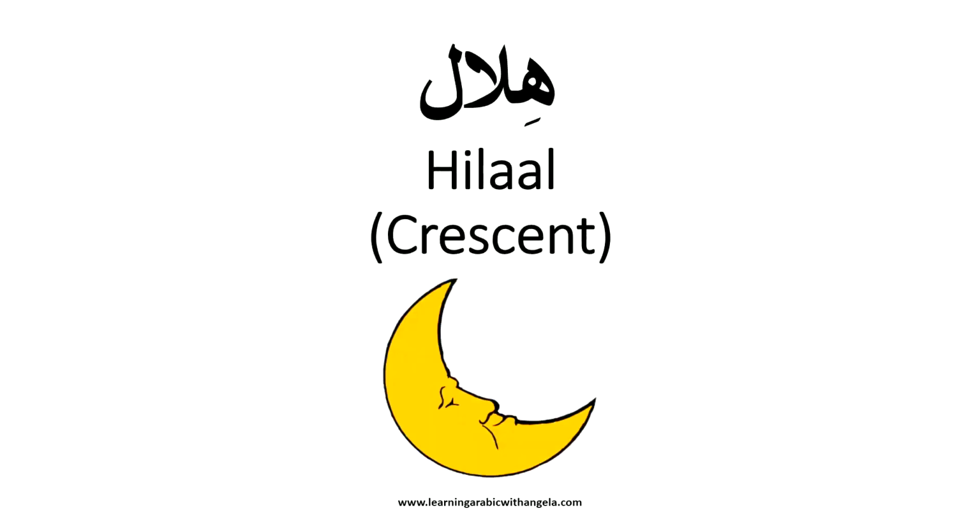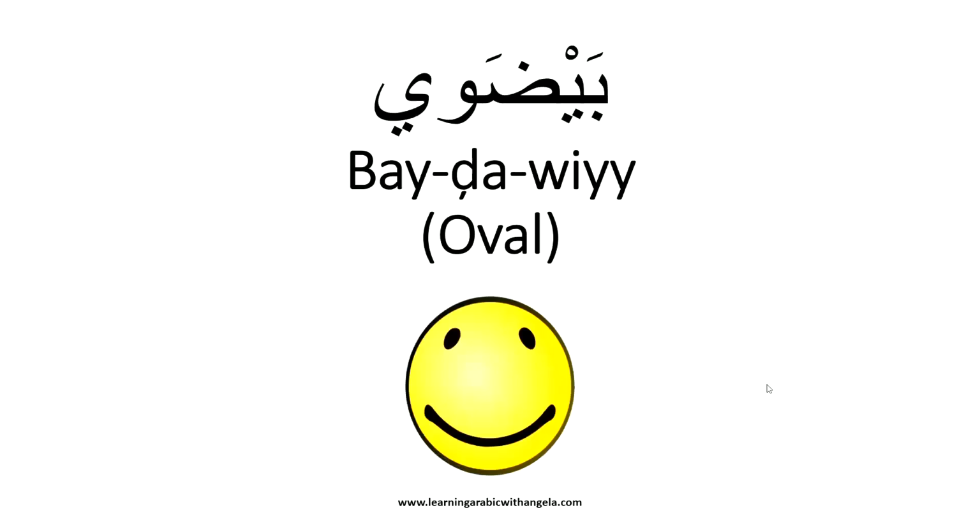A crescent. هلال. Notice the shape of the alif. It's like a dagger or diagonal shape here when it's joining the lam. هلال. We're forming the long vowel la. Now, oval shape. بيضاوي.